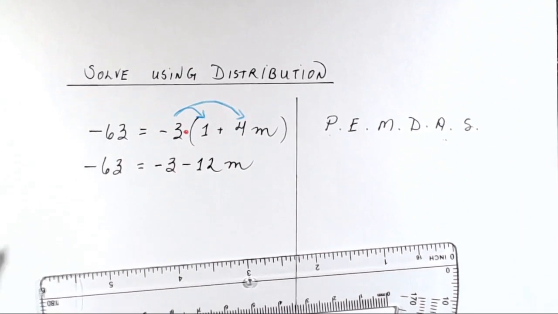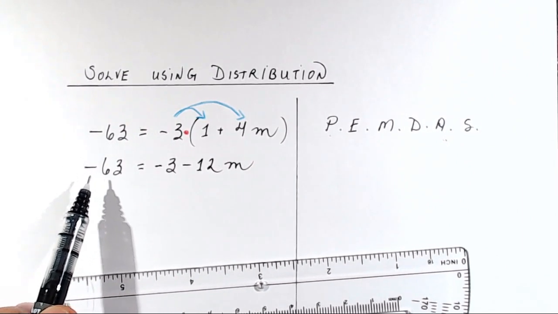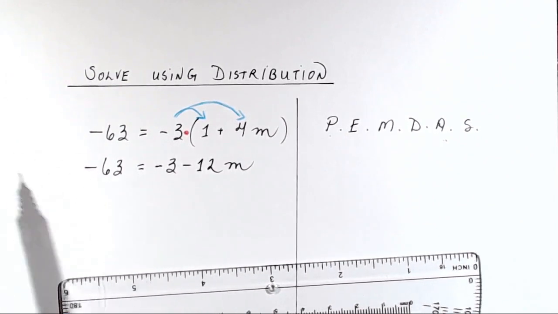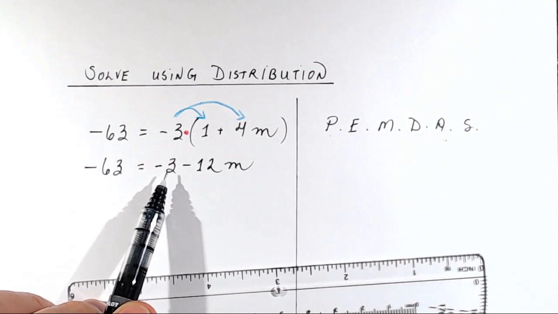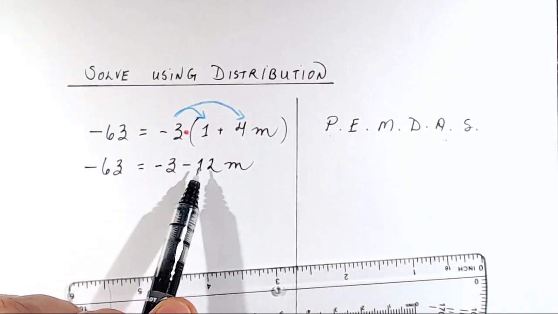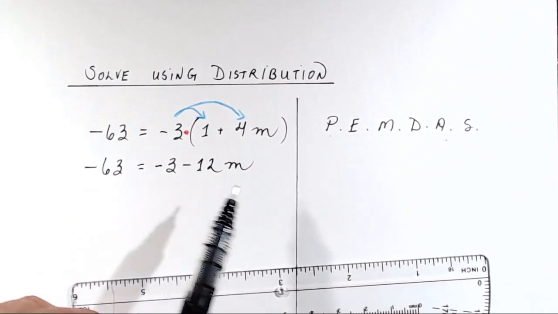And if you want to help yourself out a little bit, if the negative symbol or the minus sign is the first thing that comes up, then you say negative, like negative 63 equals, here we go again, negative 3, and then the symbol here is in between the 3 and the 12, so we say minus. So negative 63 equals negative 3 minus 12m.